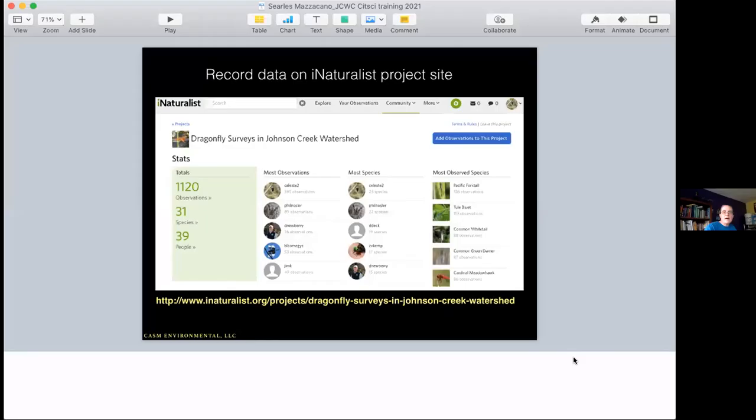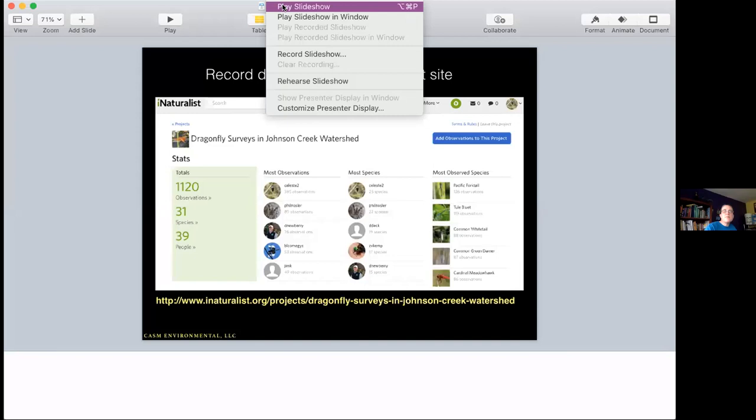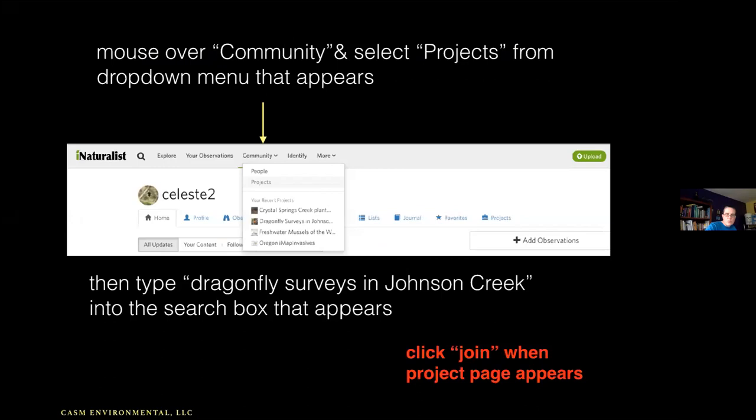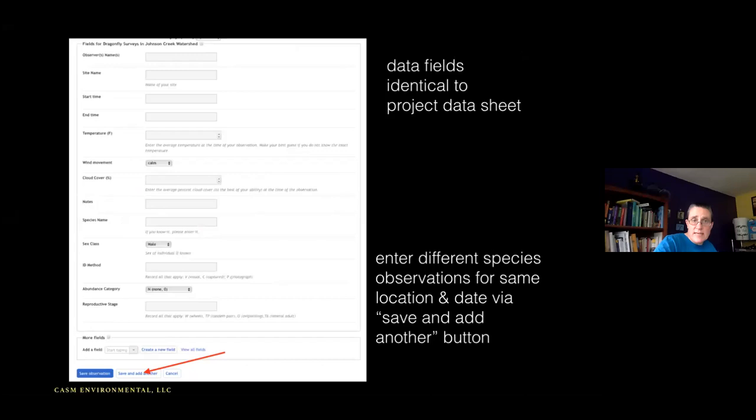So let me bring my slides back up again and do share. And the step-by-step instructions for this are, as I said, in the manual. And this is back to the slide presentation. This is basically walking you through exactly what I just did live. So you can refer back to this in the handout version of the presentation that you have.